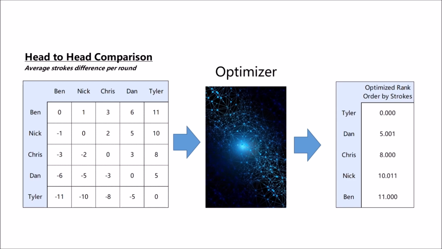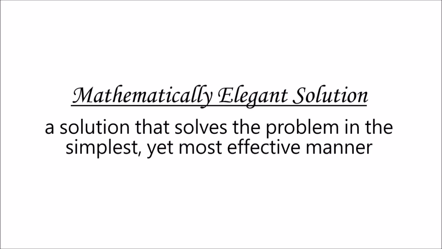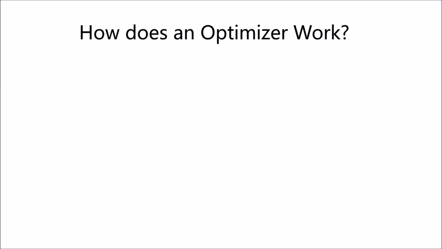It is, simply put, the most objective, unbiased, mathematically accurate way to rank order golfers that exists. It is what data scientists call a mathematically elegant solution. In other words, a solution that solves the problem in the simplest yet most effective manner. So how does an optimizer work?